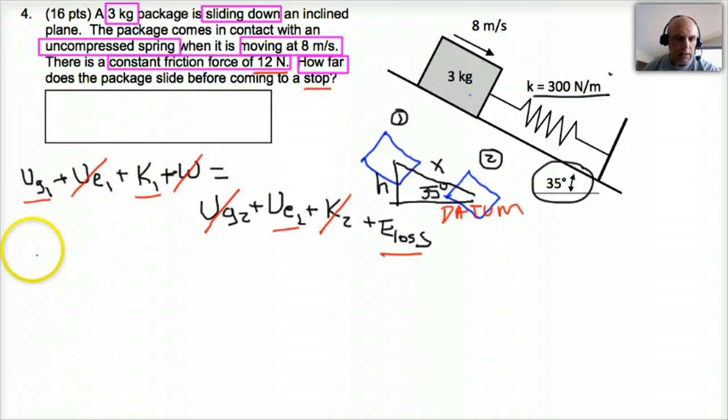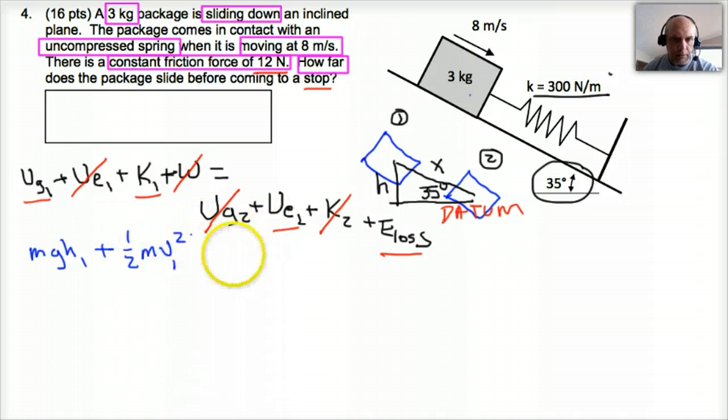Alright, so let's write these. This would be mgh1 plus 1/2 mv1 squared is equal to 1/2 k x squared. Energy loss is going to be calculated by the friction force times the distance it slides, which is x.